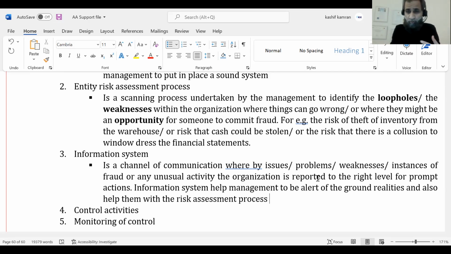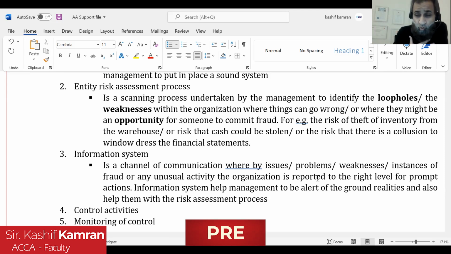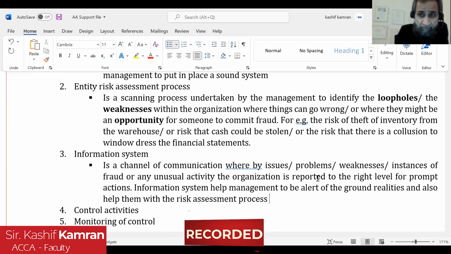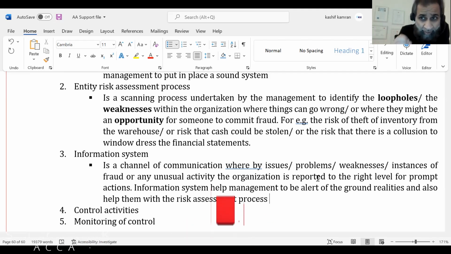It could be through email. It could be through verbal communications. It could be through report writing, anything. So the information system has to be robust. The channels of communication have to be robust. I should know to whom I should report. If there is a problem happening in my department, to whom should I be telling it? So the information system should be very well defined, for communicating the problems, issues and weaknesses to the right person at the right time. So that's the importance of an information system in a sound system of internal control.